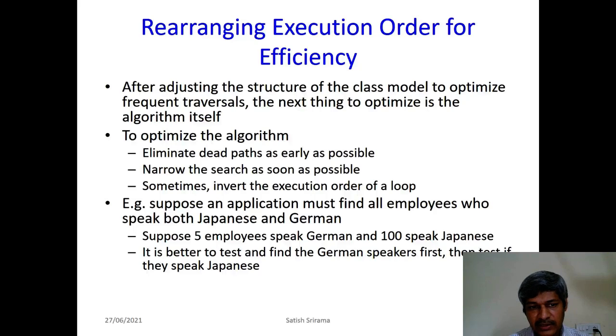To optimize the algorithm, we may have to eliminate dead paths as early as possible, and we also want to narrow the search as soon as possible. Sometimes we may have to invert the execution order of a loop. All these things we have to do to optimize these algorithms. This is not just for object-oriented design; these are good steps for any other algorithm, which you should have studied in your data structures and algorithm courses.